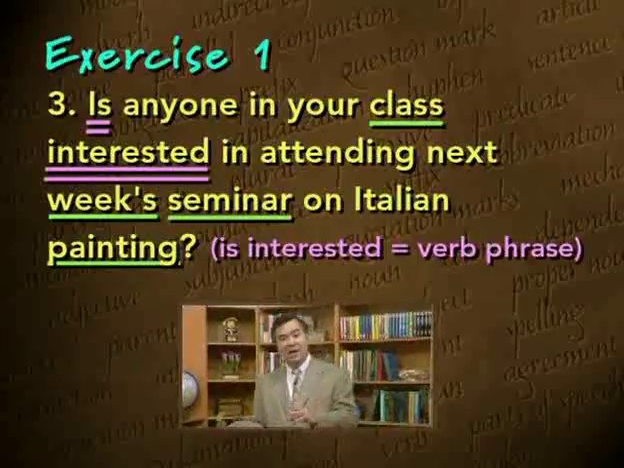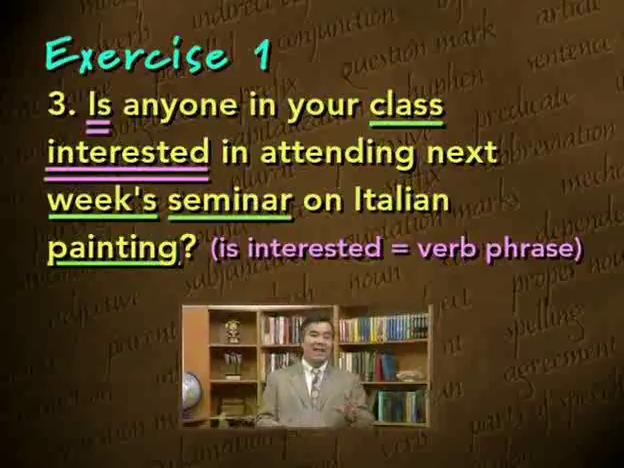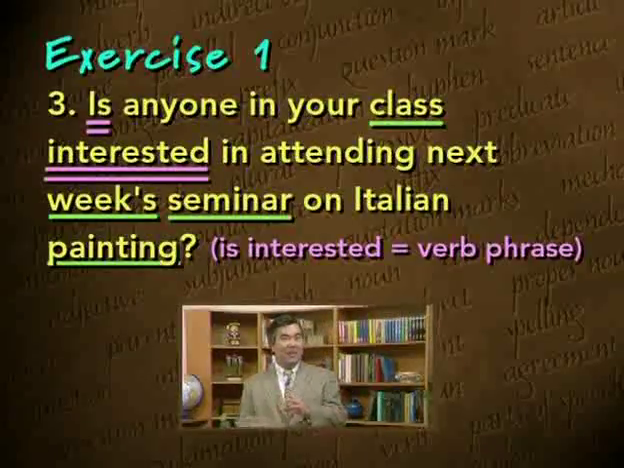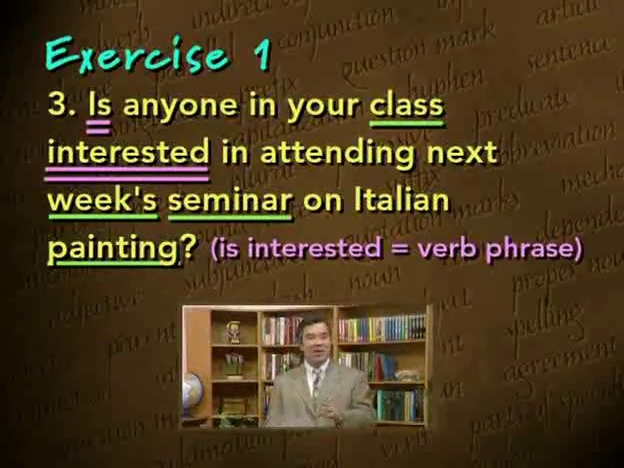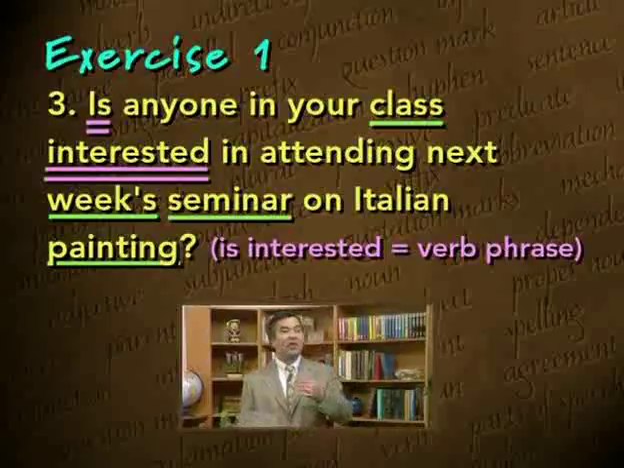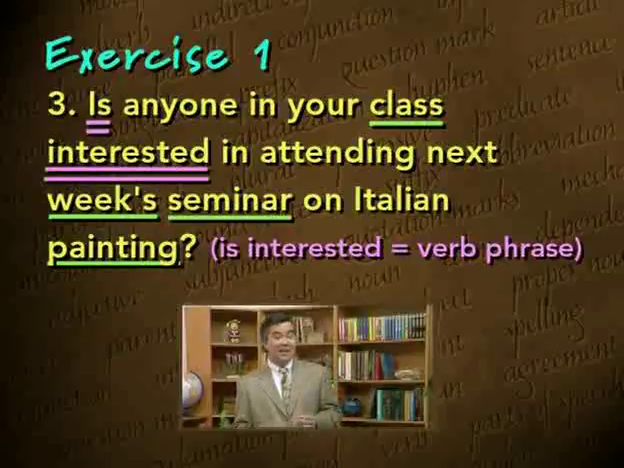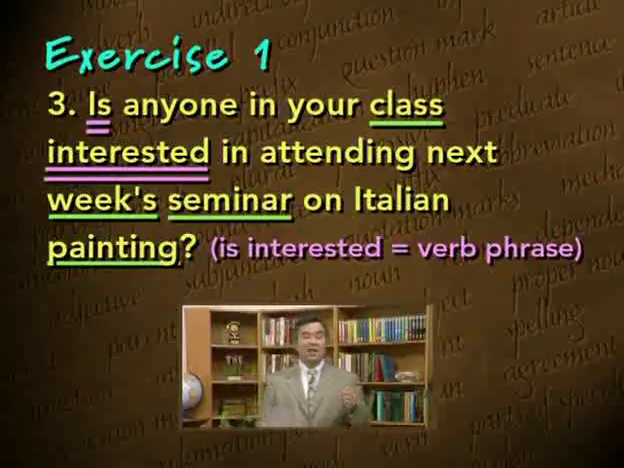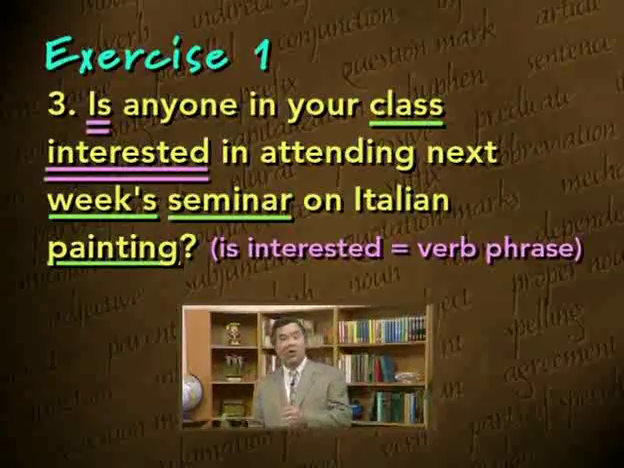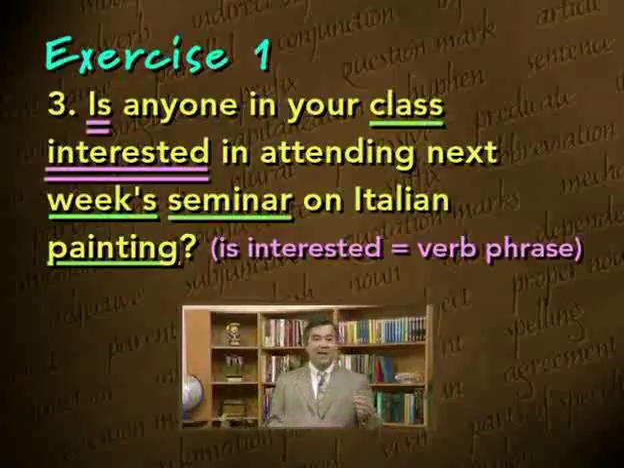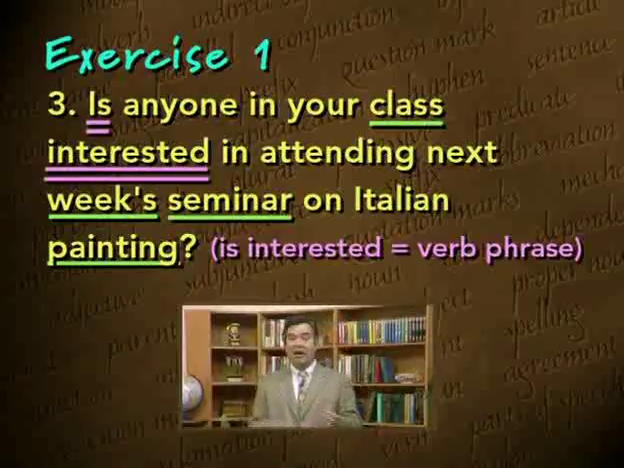One of the times when the words in a verb phrase are separated by other words is in a question like this. This particular sentence is asking a question. It's an interrogative sentence. And in an interrogative sentence, most often, the order of the words is a little different than in the most common declarative sentence.